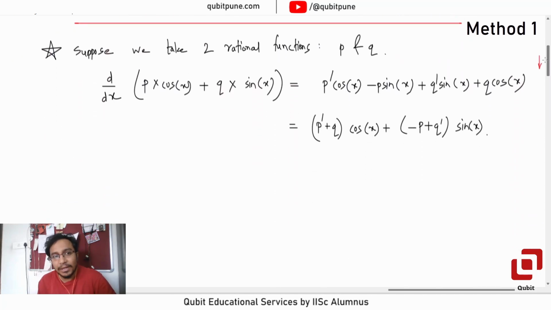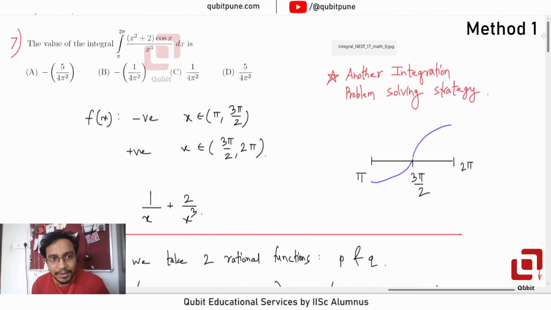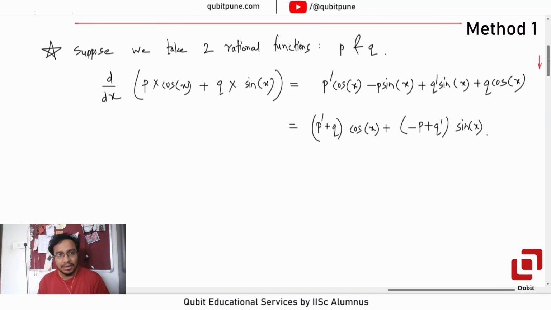So, although it is a definite integration problem with apparently no direct method of solving, we have to either rely on properties, but the properties are also not of much help because of the involvement of x squared and x cube, basically rational functions. So I'm asking you to consider a differentiation problem, where we have p cos x plus q sin x as our function to be differentiated, and it has given us the form (p dash plus q) cos x plus (negative p plus q dash) sin x.